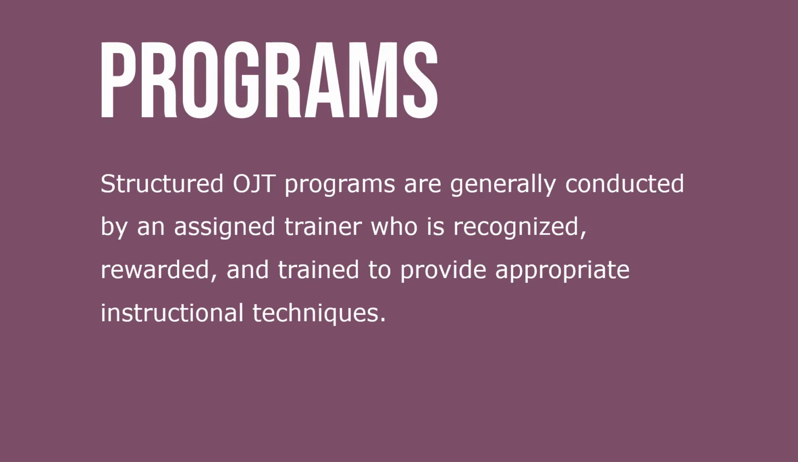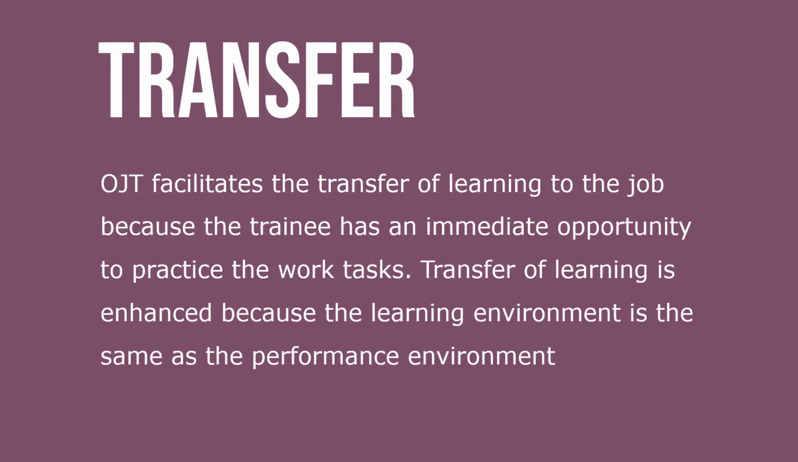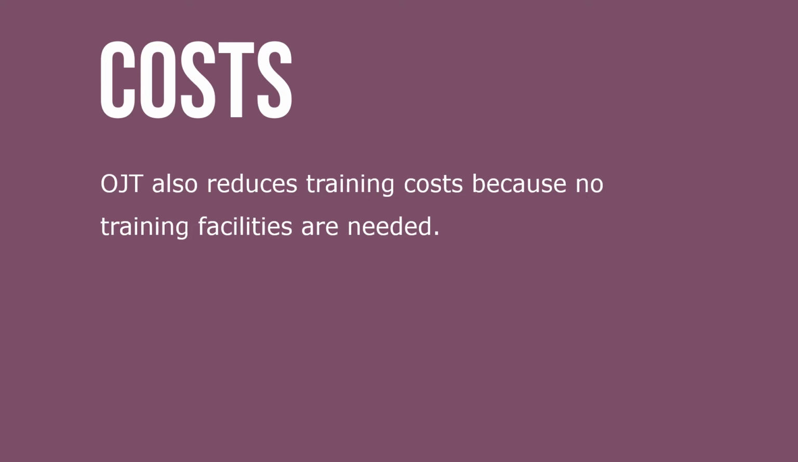Structured on-the-job programs are generally conducted by an assigned trainer who is recognized, rewarded, and trained to provide appropriate instructional techniques. On the job facilitates the transfer of learning to the job because the trainee has an immediate opportunity to practice the work tasks. Transfer of learning is enhanced because the learning environment is the same as the performance environment. On the job also reduces training costs because no training facilities are needed.